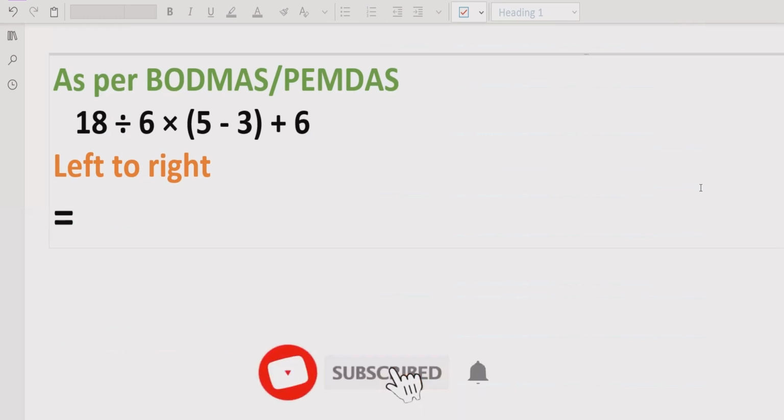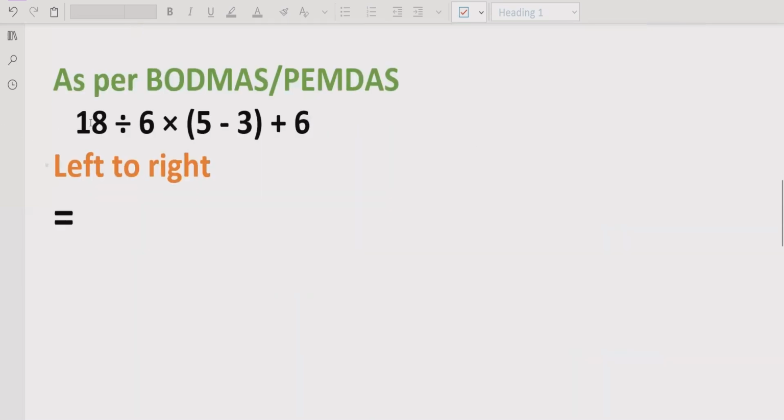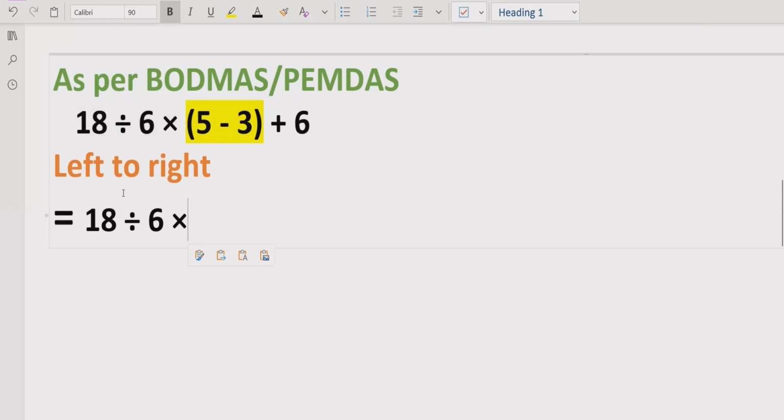So now we will solve the expression given, as you can see on the screen: 18 divided by 6 multiplied by (5 minus 3) plus 6. As per the PEMDAS and BODMAS method, you have to solve the bracket first. In our expression, we have the bracket 5 minus 3, so we have to solve this part. First, we write the whole expression as it is, and after that, 5 minus 3 equals 2, so it becomes 18 divided by 6 multiplied by 2 plus 6.